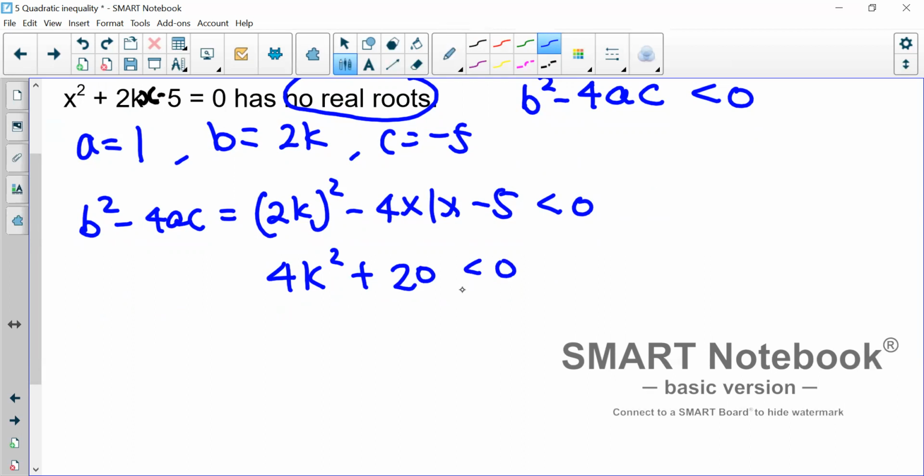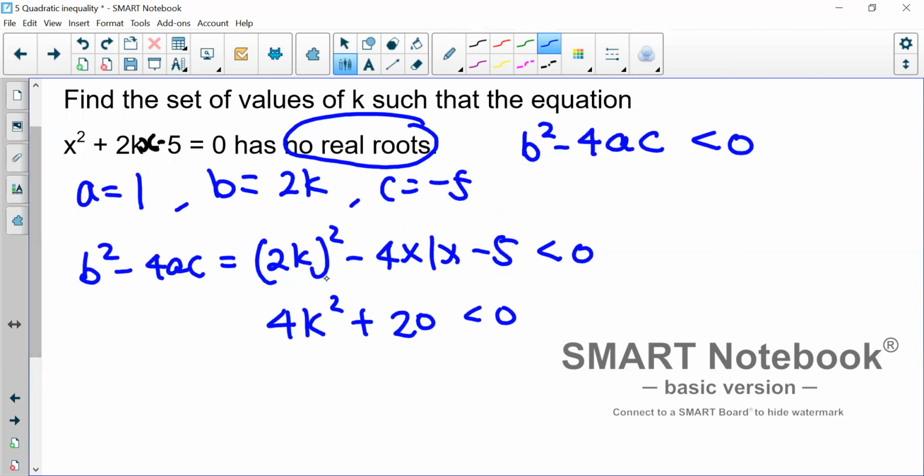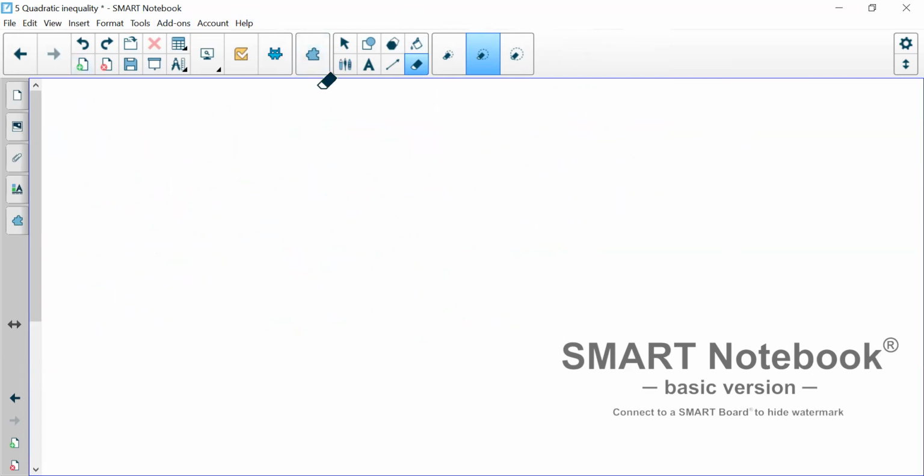Now, I think there's a problem with this question, and perhaps I should change this. Right. I think the sign was wrong here. Okay, I think we need to start this again. Sorry about that. I think there's a typo in my question. So I'll redo this question again.